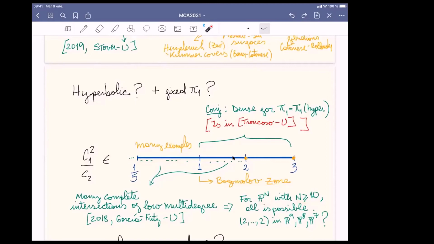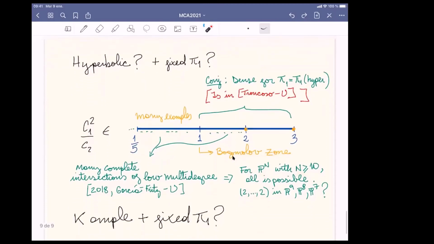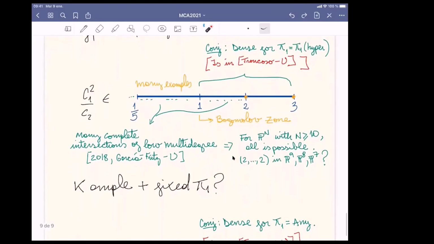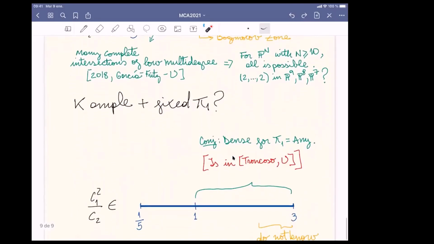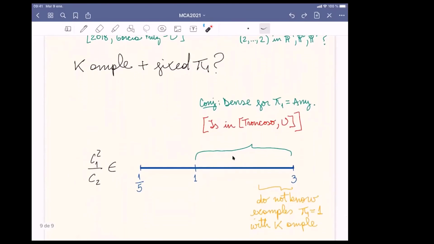But we couldn't see what is going on for example, 2, 2, 2 in P9, P8, P7. That is one of the questions we have at the end of the paper. And to finish, we also have these. So what about canonical class samples? So there are no -2 curves in the surface and fixed fundamental group. So for example, I can tell you that for simply connected surfaces, the construction creates a lot of -2 curves in these surfaces. So we cannot answer this question for this part, high slope.